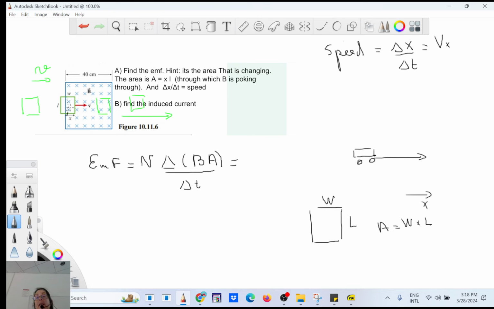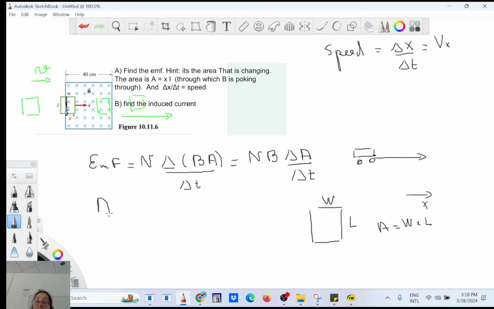Okay, so where the actual lines are poking through, like half of the rectangle doesn't have any. Exactly. So we call that x here, right? So it's going to be N. I'm going to just follow the equation. N. So what is not changing? Magnetic field. And the area is going to change.